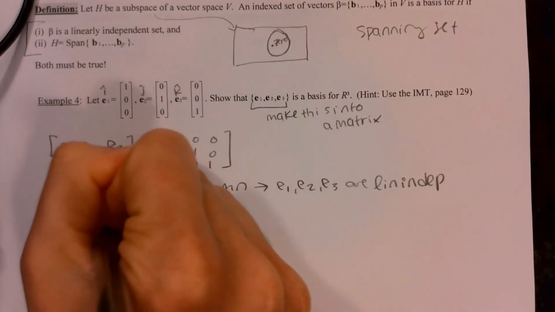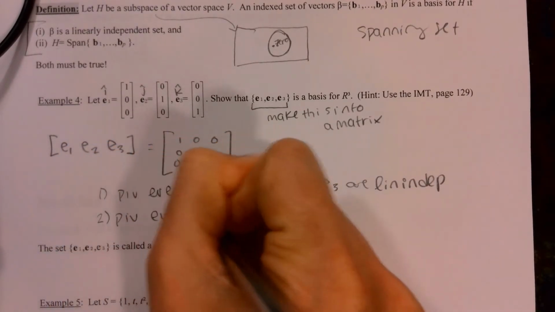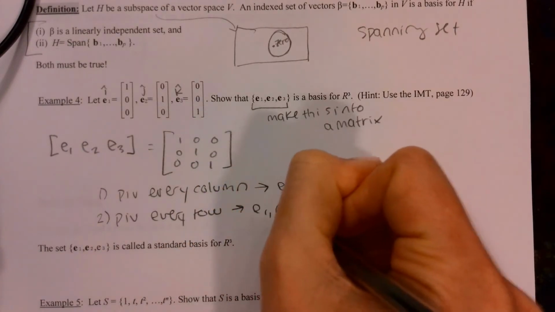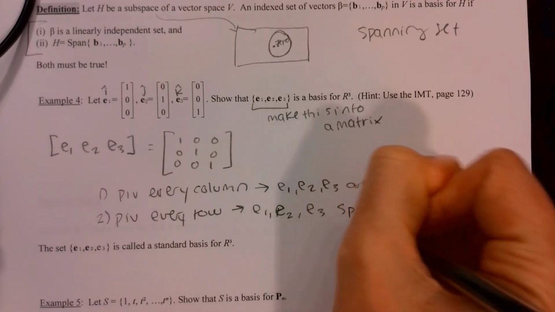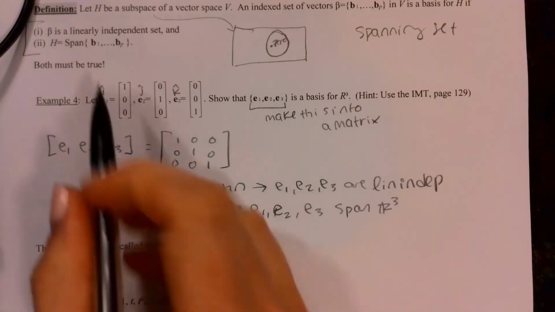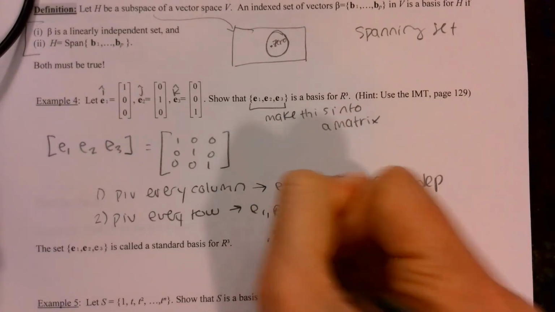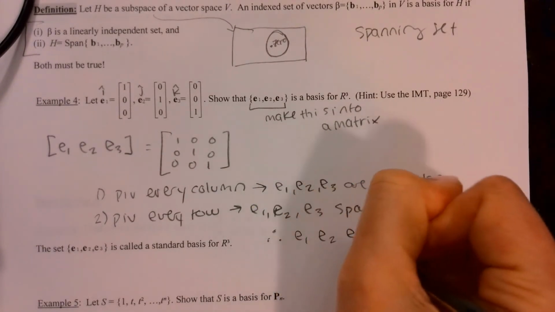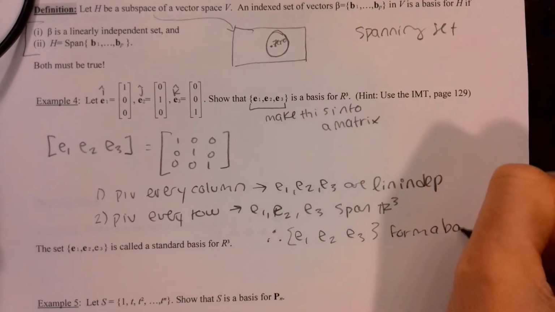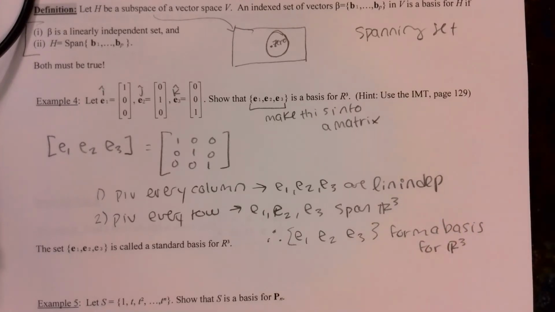Okay, and 2, there's also a pivot in every row. E1, E2, and E3 span R3. Okay, since both of those things are true, therefore, this set, E1, E2, E3, form a basis for R3. Okay, not so bad.